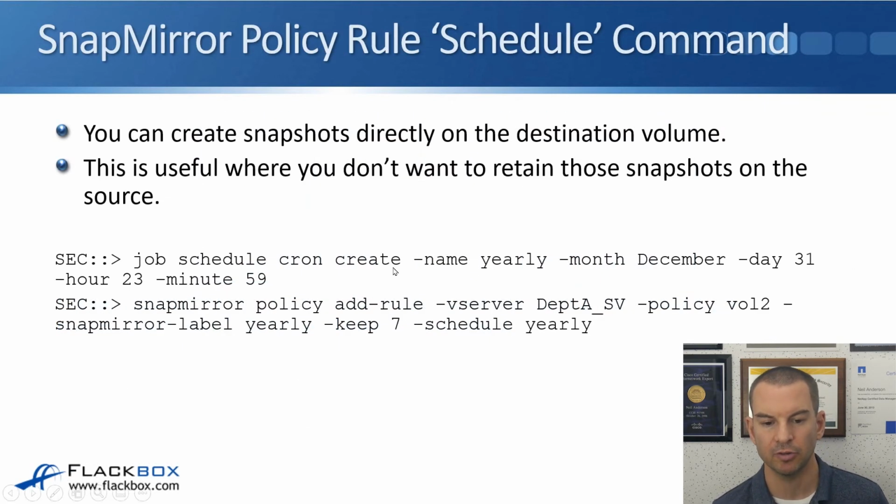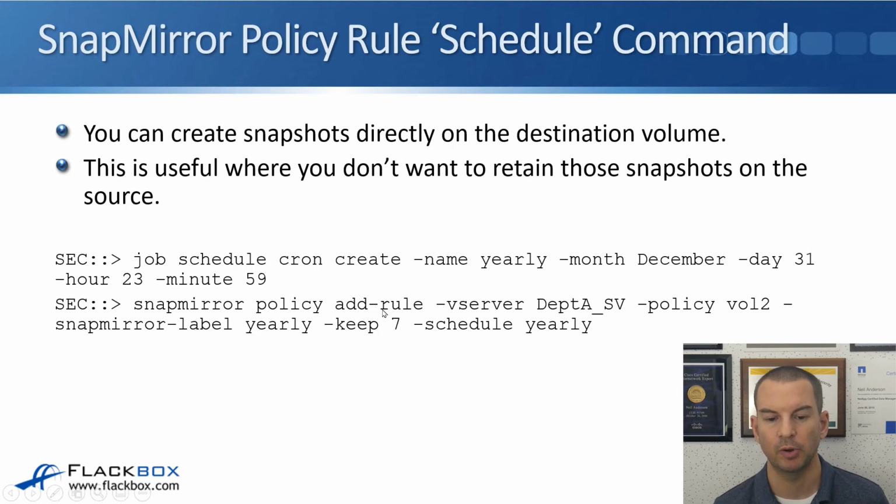Here, I'm going to first off create a custom cron schedule because I want to also have yearly snapshots. And there is not a system yearly cron schedule. So I'm going to add this myself as a custom schedule. So I say job schedule cron create. I'm calling it yearly, and I'm saying the time that I want to run this at is in the month of December, day 31, and at 59 minutes past 11. So this is going to just run one time a year at 1 minute to midnight on the last day of the year. Then I'm going to add this to my SnapMirror policy.